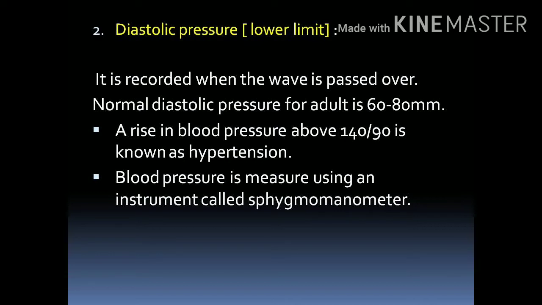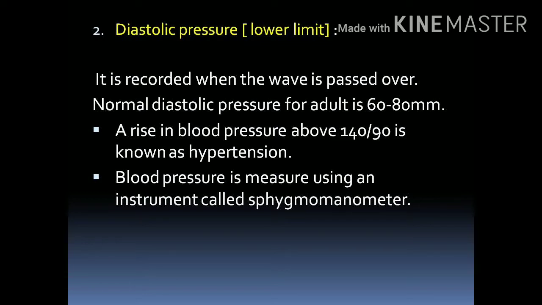The normal blood pressure for an adult is 100 to 140 mm, that is the systolic blood pressure, and 60 to 80 mm is the diastolic blood pressure. Here, in the normal condition in an adult, 100 to 140 mm is the systolic pressure, and 60 to 80 mm is the diastolic pressure.